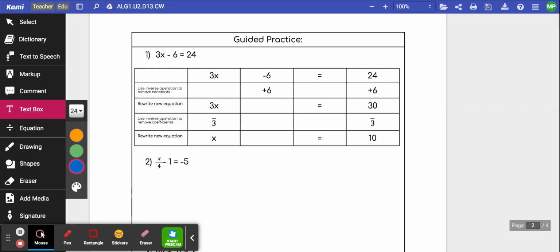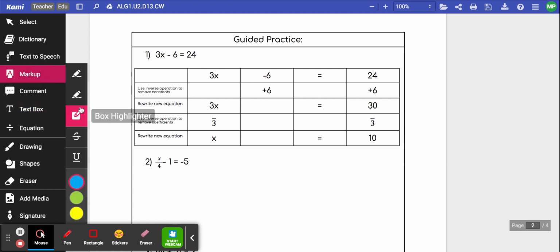Mr. Watson is here working with you guys, and we have a guided practice question for you here. So if you would take a look at this first question, I've made an outline to show what we're doing in each step. We're going to highlight one step at a time, and then we're going to do an example together.